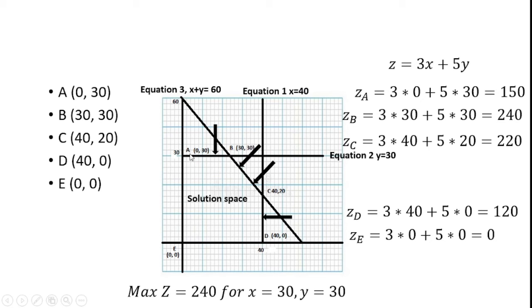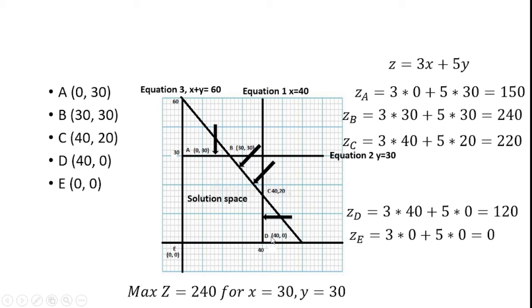From this I can mark the bounded area here as A, B, C, and then D. After that finally I get E. So the solution space is around A, B, C, D and E. Every point of the final solution space I get from the graphical sheet: A is 0 comma 30, B is 30 comma 30, and C is 40 comma 20. According to our graphical sheet we can get the points likewise.